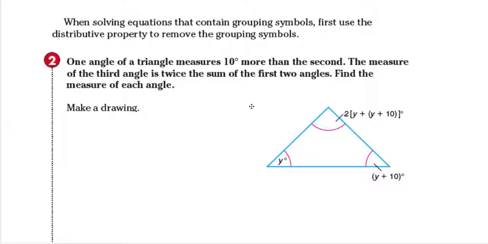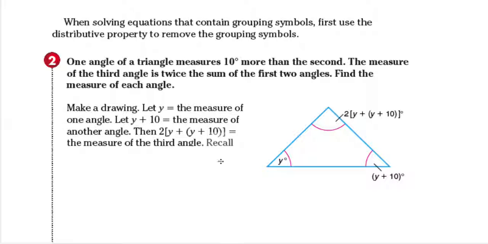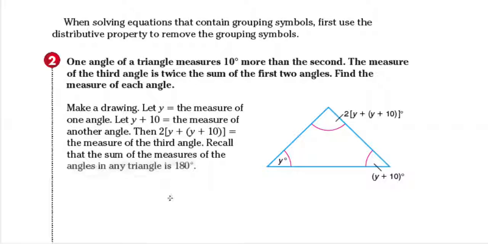So let y be the measure of the first angle, let y plus 10 be the measure of the other angle, and let 2 times the quantity y plus the quantity y plus 10 equal the measure of the third angle. Recall that in a triangle, the sum of the measures of all the angles will be equal to 180.